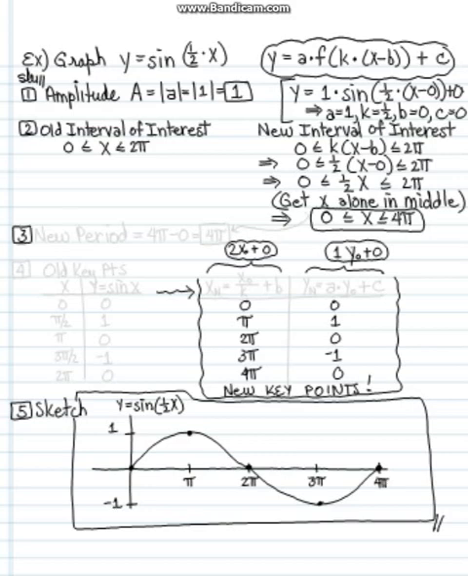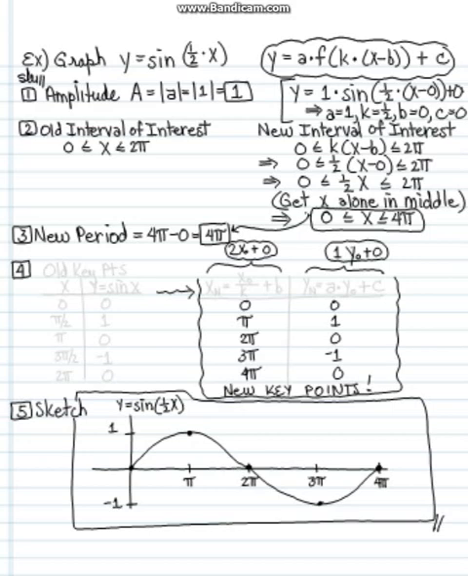Now that will help us answer step 3, the new period. The new period is the maximum x value, 4 pi, minus the minimum x value. It's 4 pi minus 0, which is 4 pi. So our new period occurs every 4 pi. Before, with the original function, it happened every 2 pi. But here, with this variation, it happens every 4 pi.